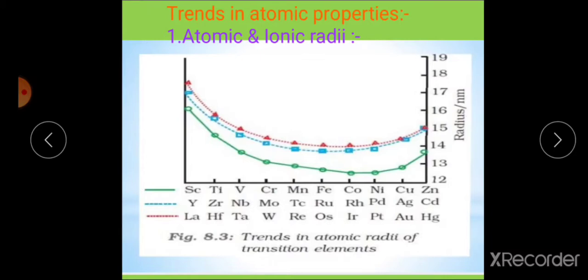As a result of this, effective nuclear charge also increases as the atomic number increases along the transition series from left to right. You can see in this graph the atomic radii decrease from left to right as the atomic number increases and screening effect also increases. Ionic radii show the same trend as the atomic radii.